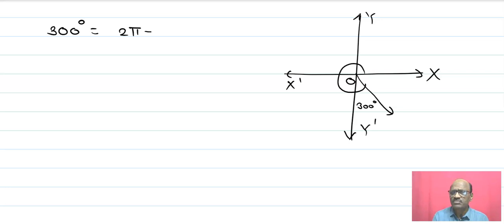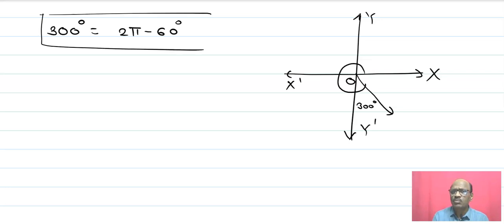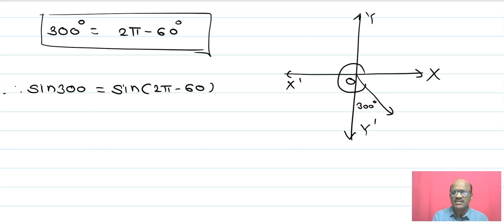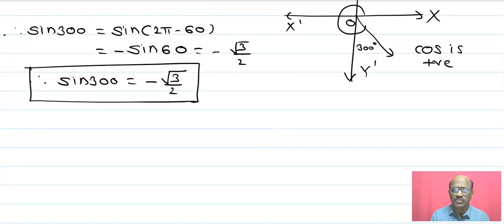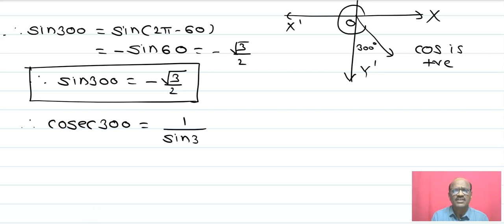Now we are going to find the values for 300. Now 300 can be written as 2 pi minus 60. It goes in the fourth quadrant. Now see this, sine of 300 is sine of 2 pi minus 60. Whenever there is an integral multiple of pi, the function remains as it is. That is, sine will remain sine, and it is negative. Sine is negative in the fourth quadrant. Therefore, it is minus sine of 60. And what is sine 60? We know that value. That is root 3 upon 2. And therefore, sine of 300 is equal to minus root 3 upon 2. In the fourth quadrant, only the cos is positive. Now, cosec is the reciprocal of sine of 300, and that is minus 2 upon root 3.